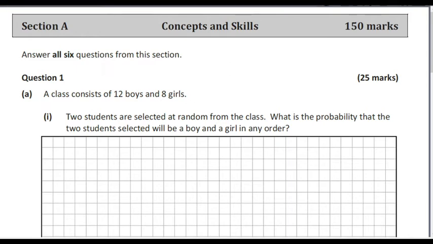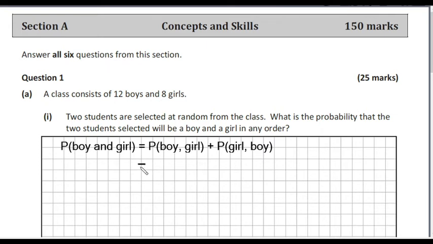So what we'll say here then is the probability of selecting a boy and a girl in any order. Well, it's going to equal the probability of selecting a boy and then a girl, plus then the probability of selecting a girl followed by a boy. So there are the 2 orders that can happen in, so we're going to work out each of these individually.